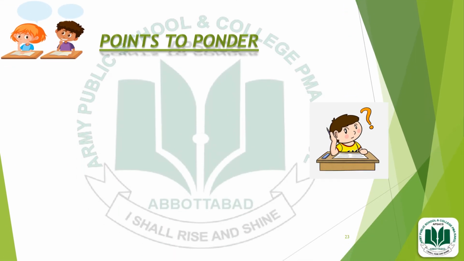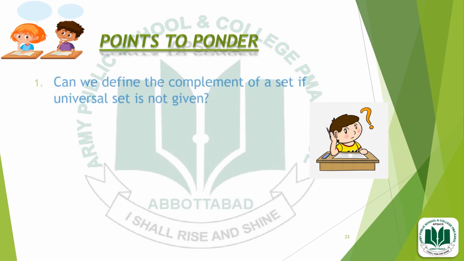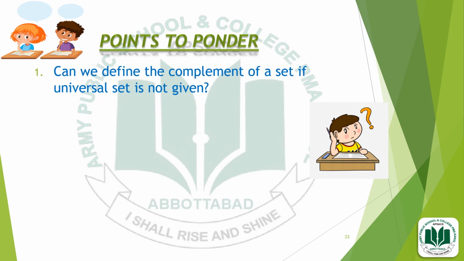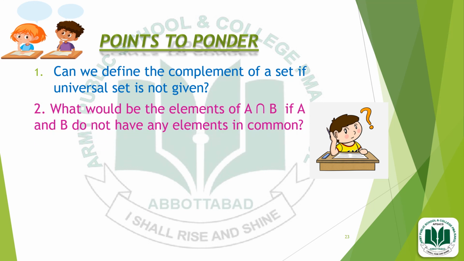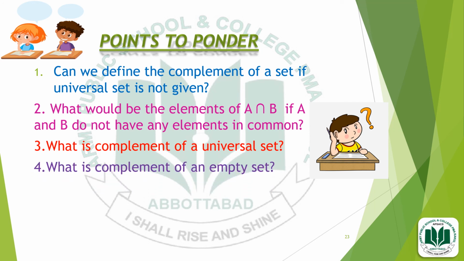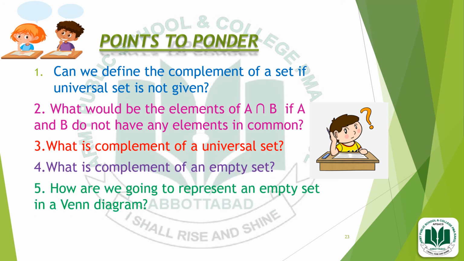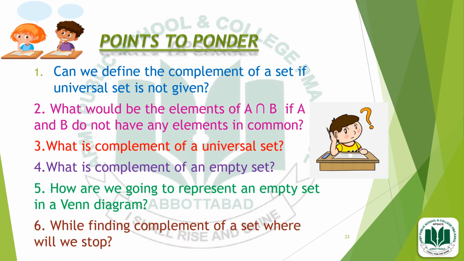Now there are some points I want you to think upon. Can we define the complement of a set if the universal set is not given? What would be the elements of A intersection B if A and B do not have any elements in common? What is the complement of a universal set? And what is the complement of an empty set? How are we going to represent an empty set in a Venn diagram? While finding the complement of a set, where will we stop?